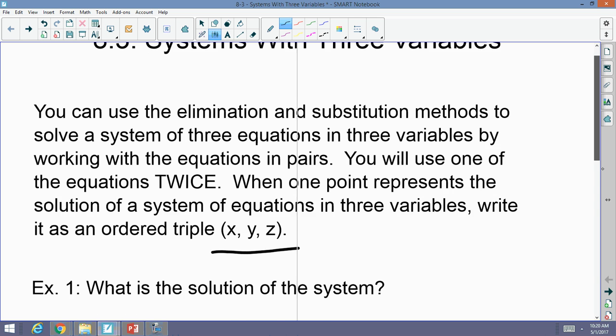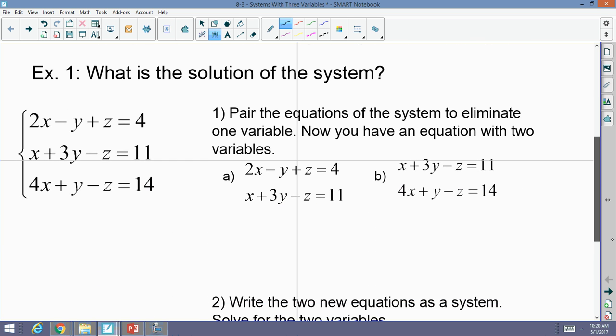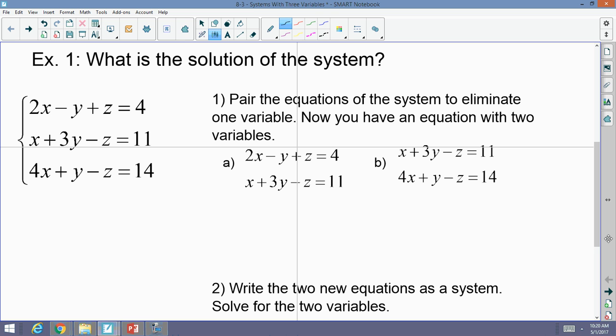So, what do we do? How do we do it? Let's talk, guys. What is the solution of the system? I've got 2x minus y plus z equals 4, x plus 3y minus z equals 11, and 4x plus y minus z equals 14.